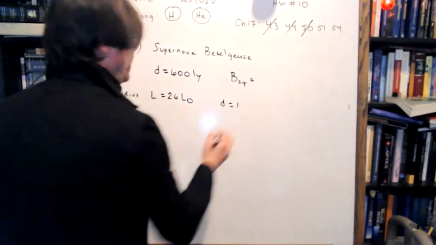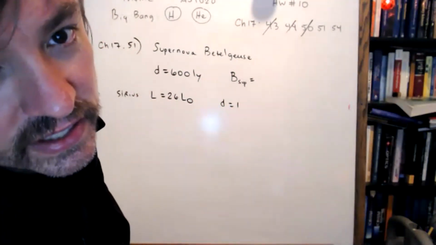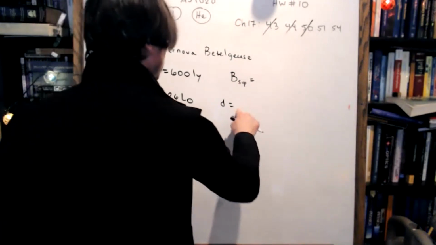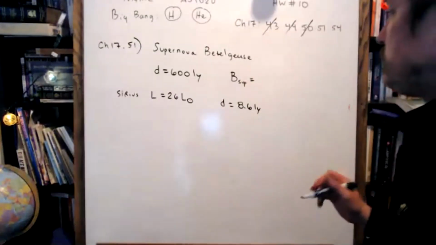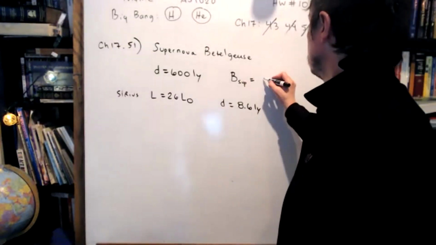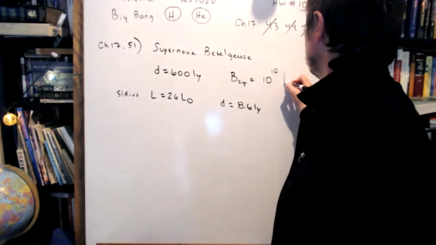How much brighter than Sirius would the... It's 8.6 light years to Sirius, right? Oh, I'm sorry. Yes, that's it. How much brighter than Sirius would the Betelgeuse supernova be in our sky if it reached a maximum luminosity of 10 to the 10 solar luminosities?